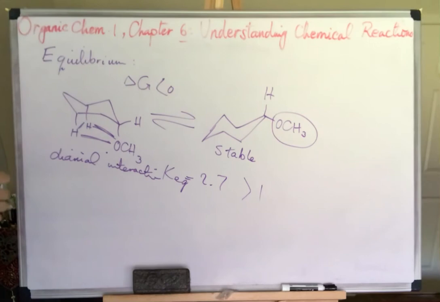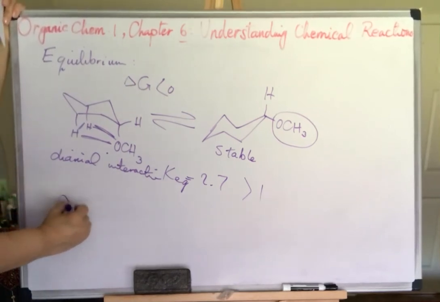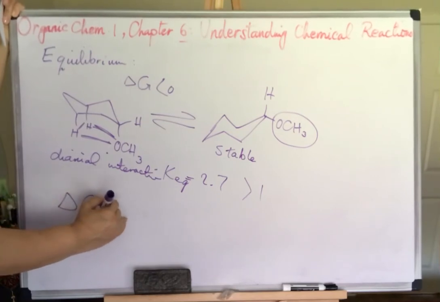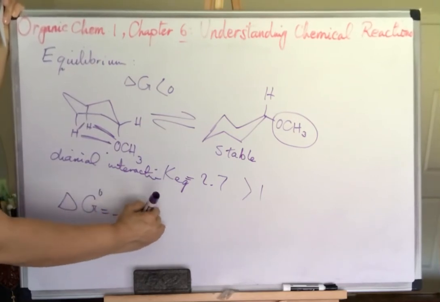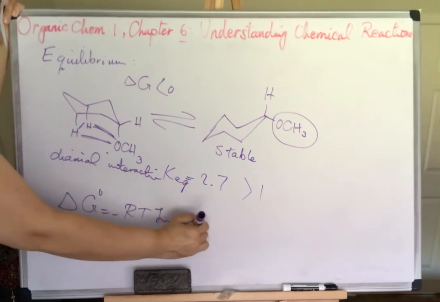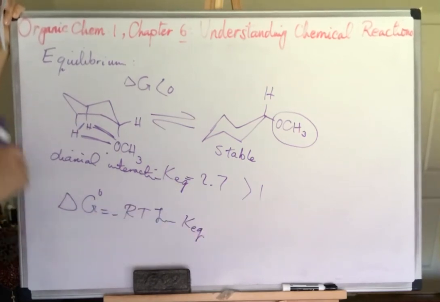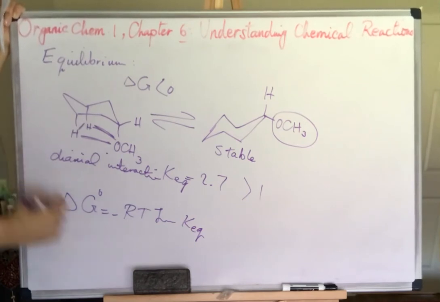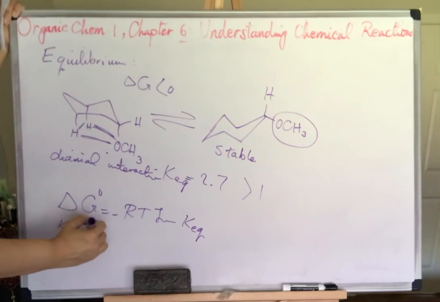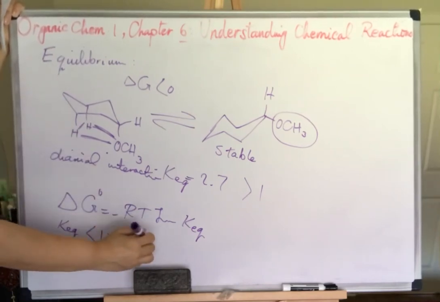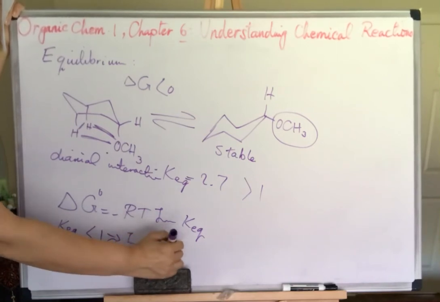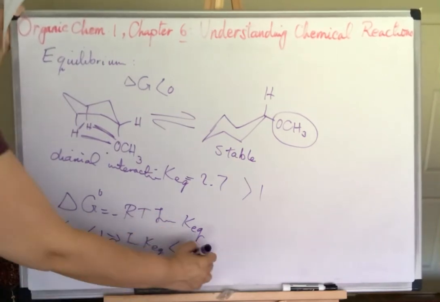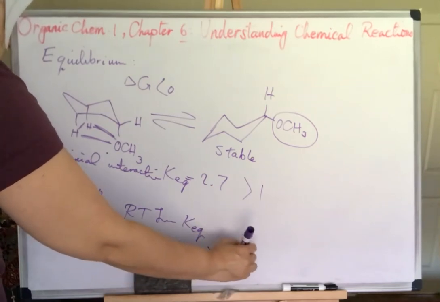And one more thing you had is the relationship between delta G standard and K equilibrium. When K equilibrium is smaller than 1, then ln K is negative. Then delta G is positive.